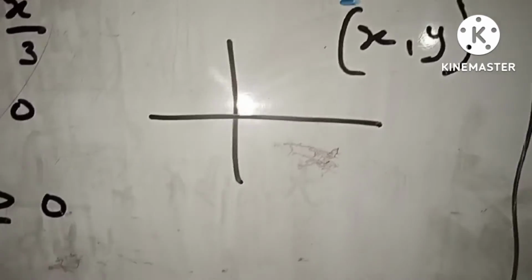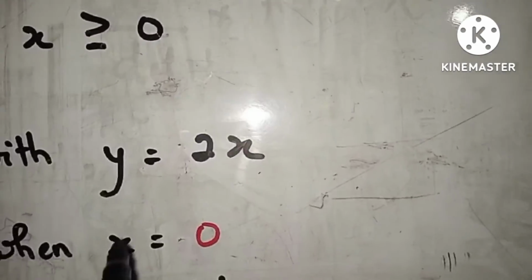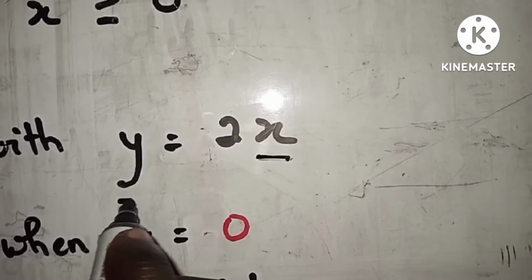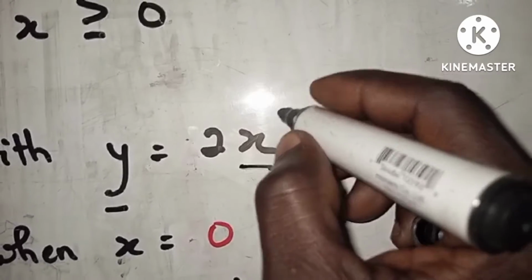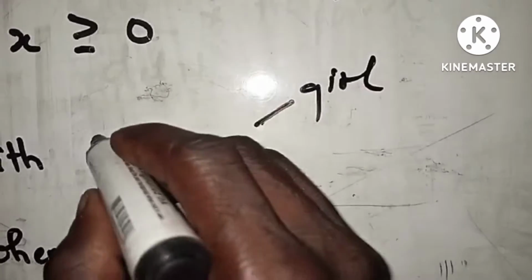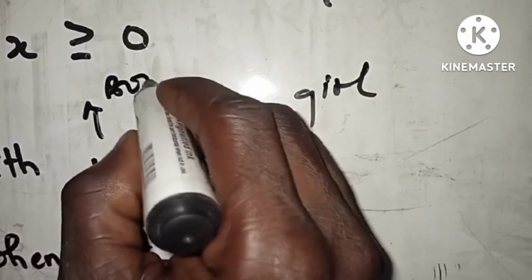Now that you have the equation y equals 2x, meaning that you're having an x here and then you're having a y. So let's say this is a girl, and then you have this one to be the boy.